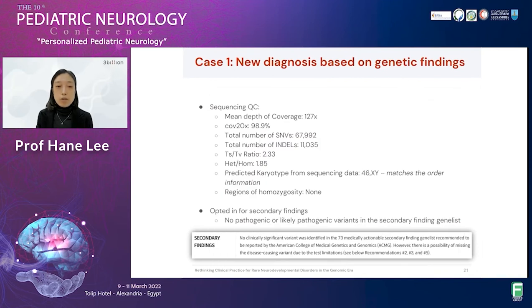So for this patient, all the QC checked off, so we moved on to the analysis. First, this patient opted in for receiving secondary finding information, but there were no pathogenic or likely pathogenic variants in the 73 ACMG recommended secondary finding gene list. So at the bottom here is a snapshot of the report describing the results.